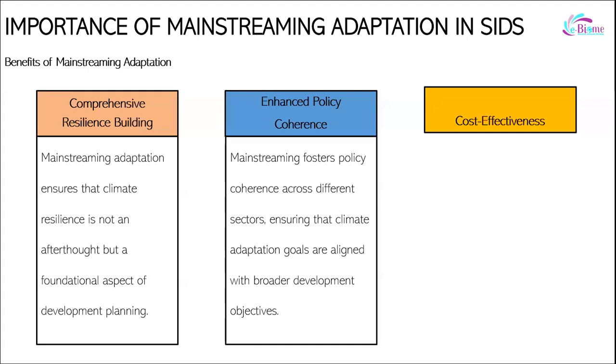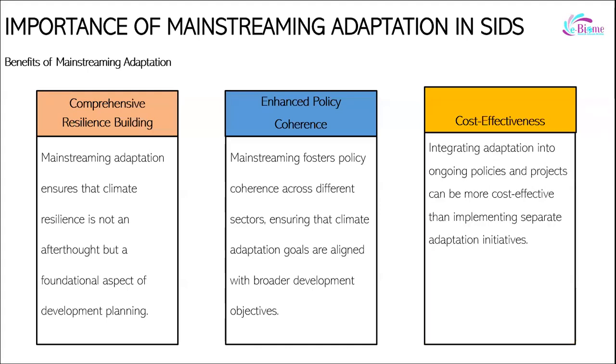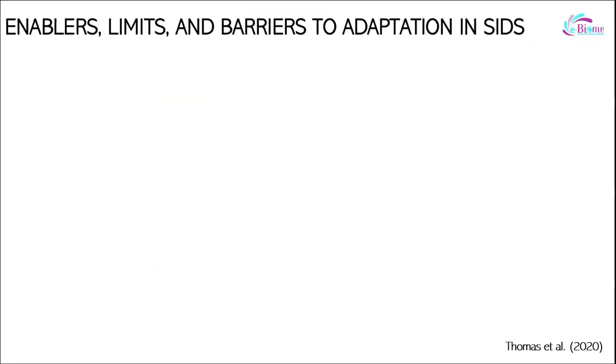We also look at cost effectiveness, which speaks about integrating adaptation into ongoing policies and projects to make it more cost effective rather than implementing separate adaptation initiatives. Let's look at some of the enablers, limits, and barriers to adaptation in cities.